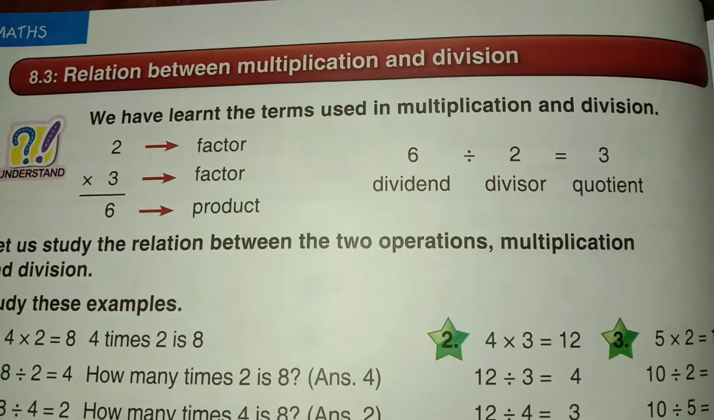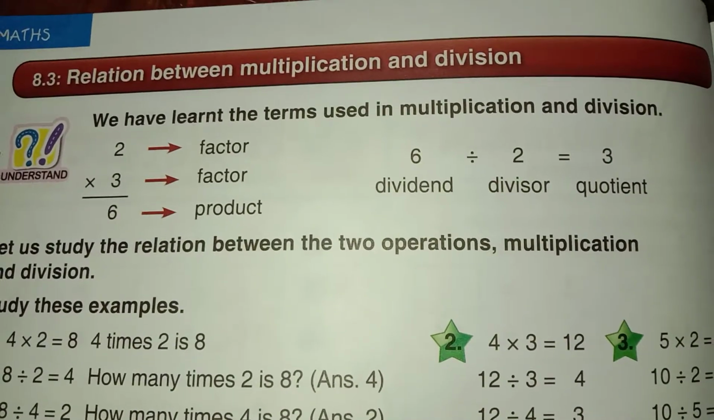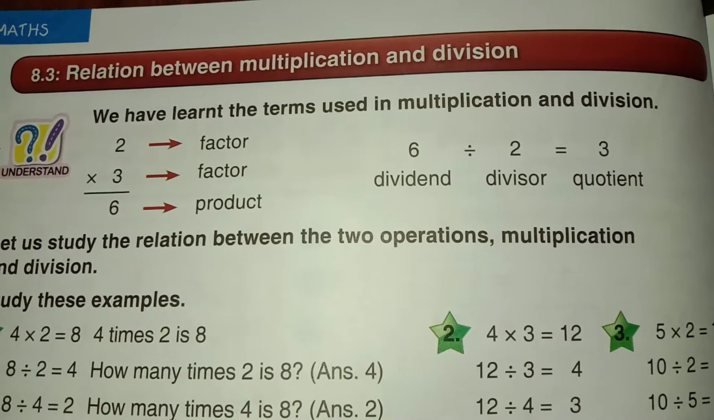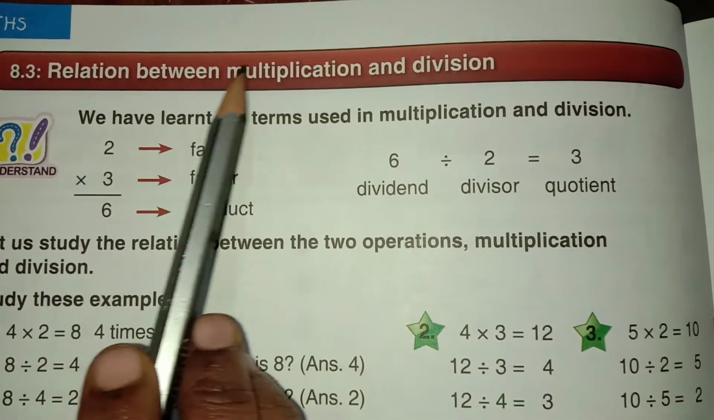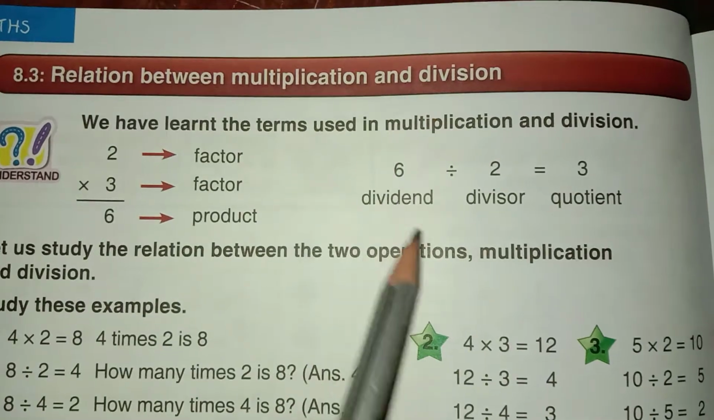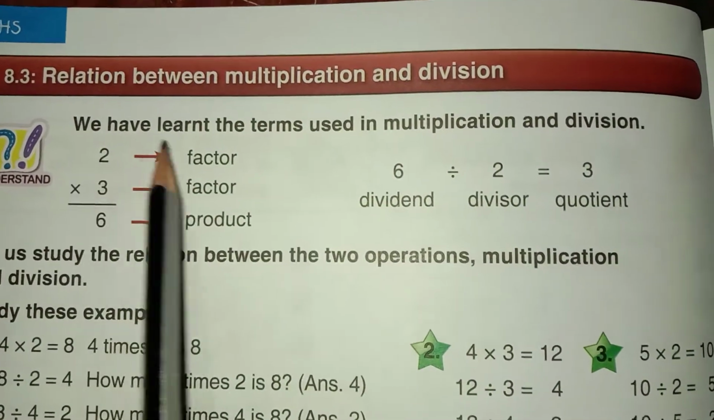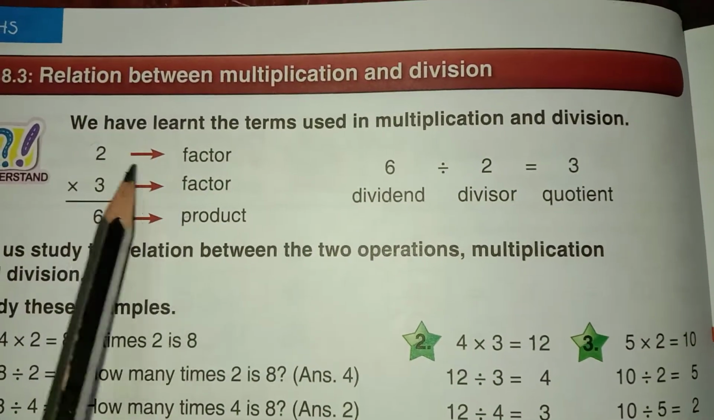In last class we discussed division properties. In today's class we will learn about the relation between multiplication and division. Take your textbook and open page number 72.